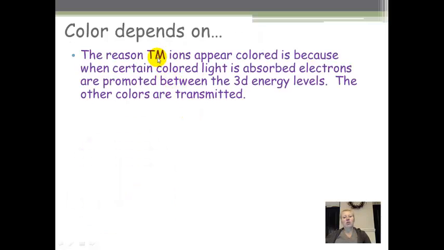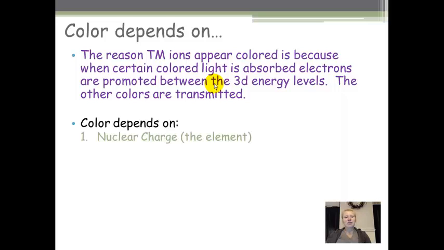So when transition metals absorb colored light, what happens is the electrons actually jump between the 3d energy levels. The color that is absorbed is the color that allows its electrons to jump between the energy levels, and all the other colors are what are reflected or transmitted. So color depends on a few things.